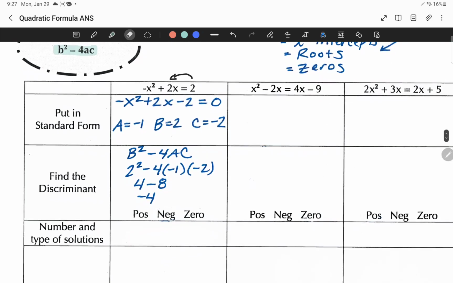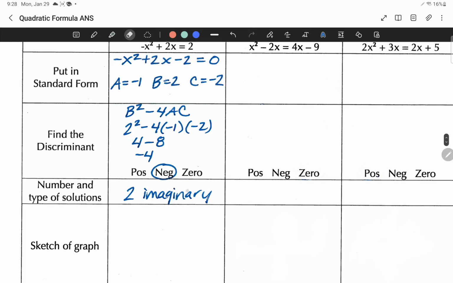Now that we have everything here, all that we have to do is see what we get. We got a negative answer. Now, if you remember, if we have a negative answer inside of a quadratic, that means that my solutions are going to be imaginary. And in this case, we're going to have 2.